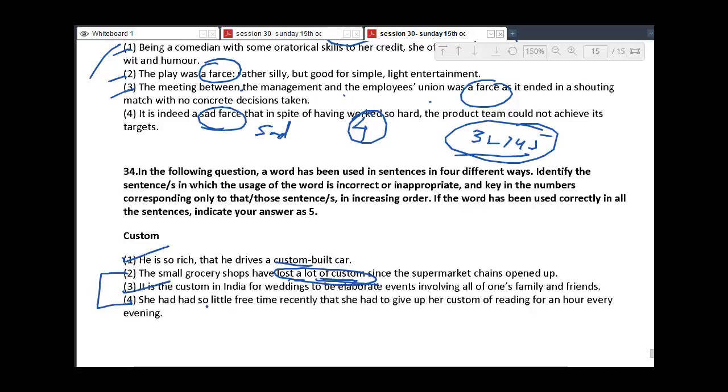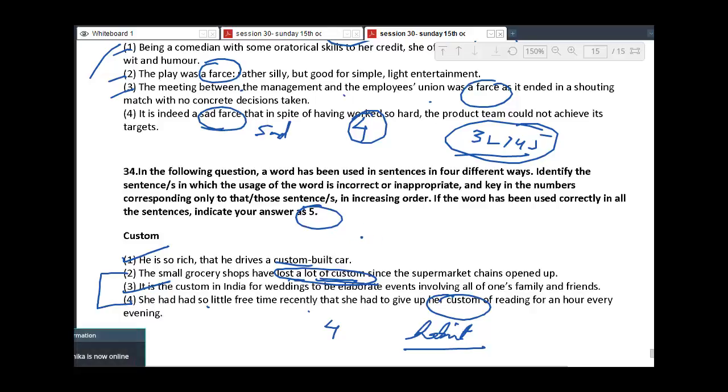She had so little free time recently that she had to give up her custom. It looks like habit, which says you have to give up the custom. Again, so I feel like I would mark 4, but there is one more option. It says that if all are correct, you have to mark 5. Take a call and just go ahead. So at least you will take 1 minute, and within that 1 minute, you can mark these two questions. You may get both correct. There is nothing wrong. You will not lose anything. And if you get one of these correct, then at least you will get something.